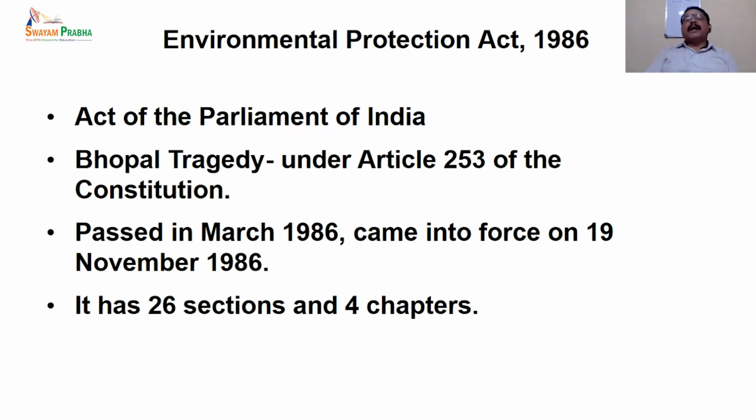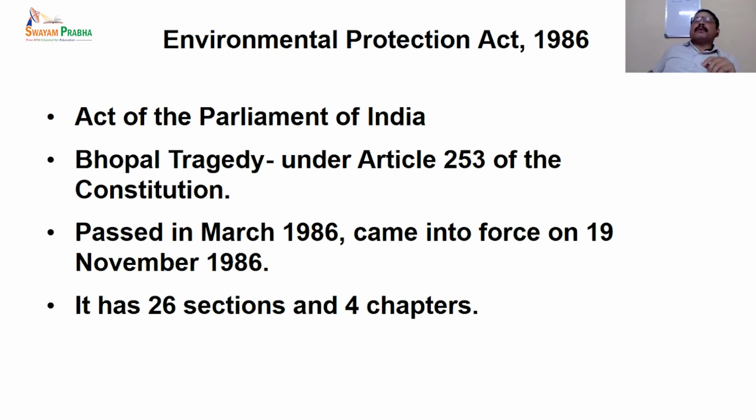Now, what is this Environmental Protection Act? It was passed in the year 1986. It came into amendment in the year 1987, and this act was passed at the Parliament of India in the wake of the Bhopal gas tragedy, where methyl isocyanate gas was released and it killed a minimum of 1500 people, and it was passed under Article 253 of the Constitution. It was passed in March 1986 and came into force on 19th November 1986.